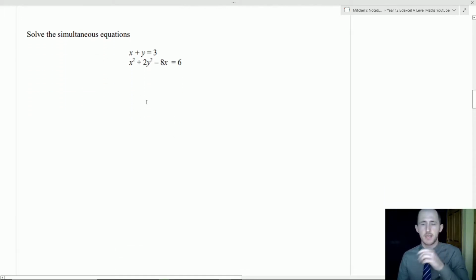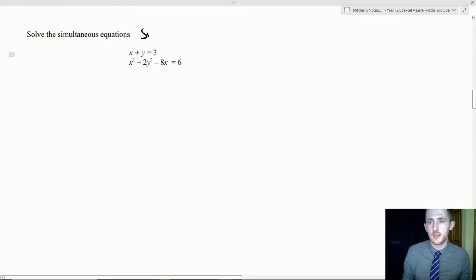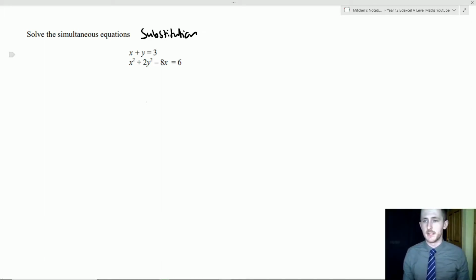So solve the simultaneous equations. If you remember back in GCSE, when you solve simultaneous equations, generally speaking, it was two linear ones that you could add or subtract to eliminate one of the variables. In this case, you have to use the substitution method. Okay, there's no choice, unfortunately. So what we're going to do is rearrange equation 1 and substitute into equation 2.